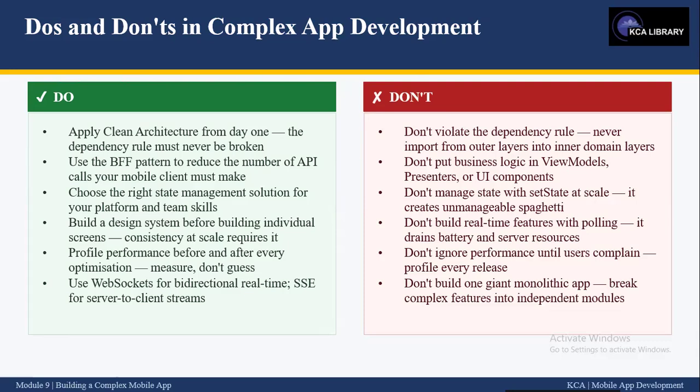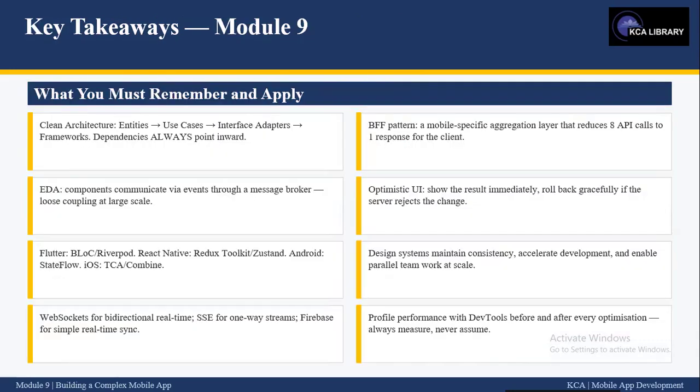Don't ignore performance until users complain. Profile every release. Don't build a monolithic app. Break complex features into independent modules. Key takeaways: to summarize this module, complexity is managed through good design, not avoided through simplification. By adopting clean architecture, leveraging BFF patterns, standardizing with a design system, and obsessively engineering for performance, you build the foundation required for applications that serve millions of users with reliability and elegance.